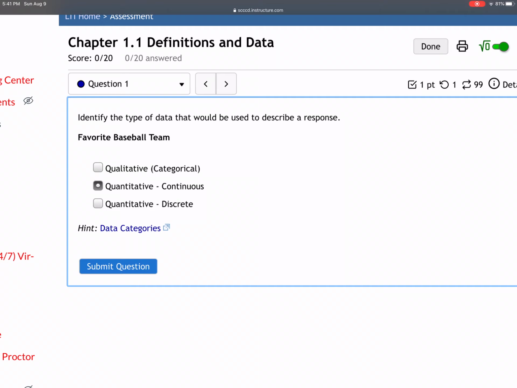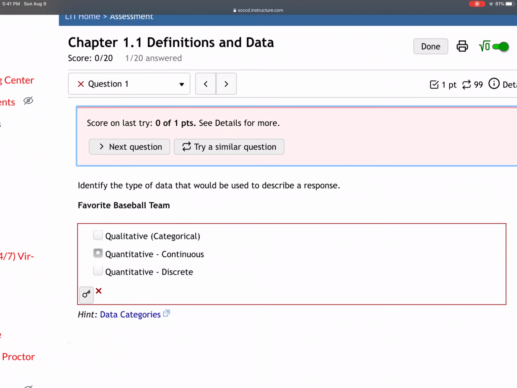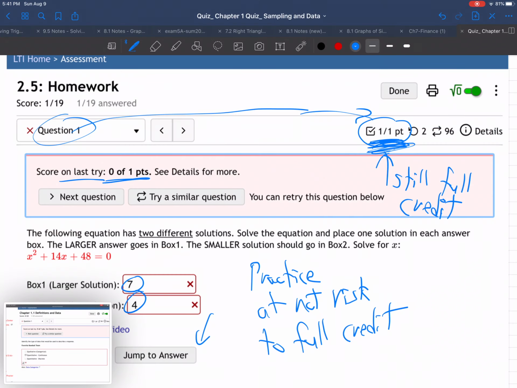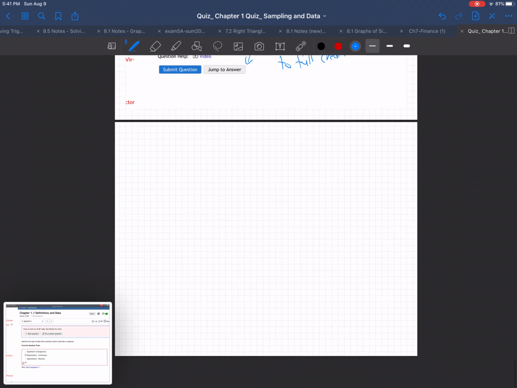So what's your favorite baseball team? It's seven. That's not a baseball team. So numbers, quantitative are numbers. So that's wrong. Watch. I'll submit it, and it says wrong. That little key. See that little key that appears? Let me copy this where I can show you clearly what's going on here.